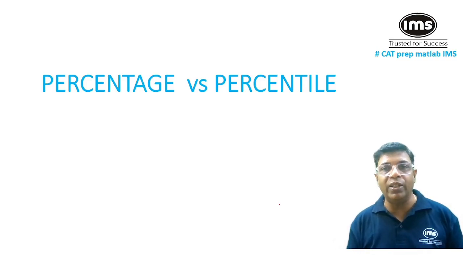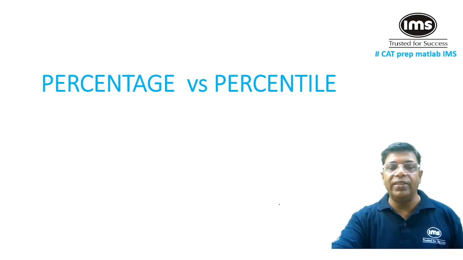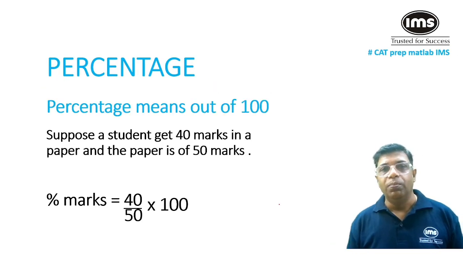तो अगर आप CAT लिख रहे हो या लिखने वाले हो तो let us try to make this difference very clear. So first let's understand what is percentage. Percentage means out of 100. For example, you are appearing for an exam and you get 40 marks out of 50. Then your percentage will be calculated as 40 divided by 50 multiplied by 100. So this becomes 80%. So the student has scored 80% marks in this exam.